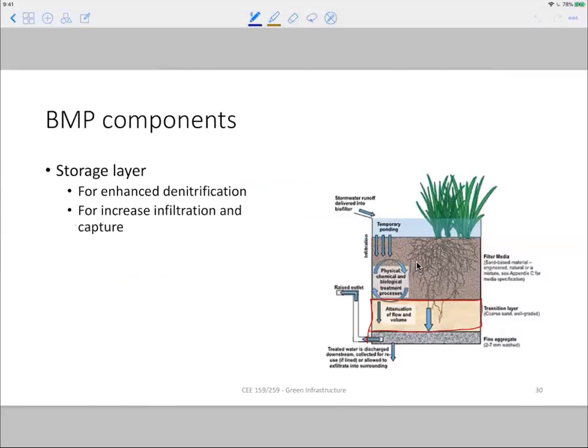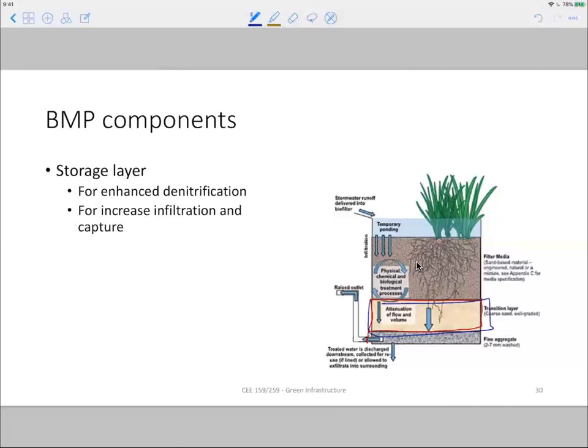Storage layer is here. Already I wrote it here. This is the storage layer or transition layer. That storage layer is designed to keep some amount of water inside the system. Why is the storage layer important? First, if it keeps saturated, then it can promote denitrification. Denitrification is caused by a certain type of microorganism which requires no oxygen in the system. Unfortunately, stormwater is full of oxygen. So what it does is it keeps a certain amount of water ponded there for a long time. When it is there, microorganisms deplete that oxygen, which promotes denitrification.